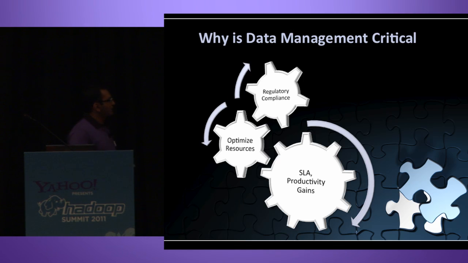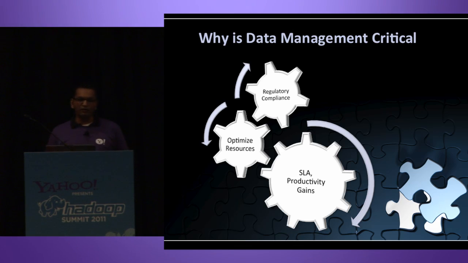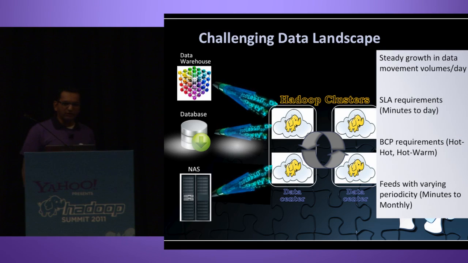The other one, as I spoke, is again that we cannot rely on users for adhering to data governance policy. So how do we implement this in the system so that everybody could use it and also adhere to these regulatory policies? So let's look at the challenging data landscape here.